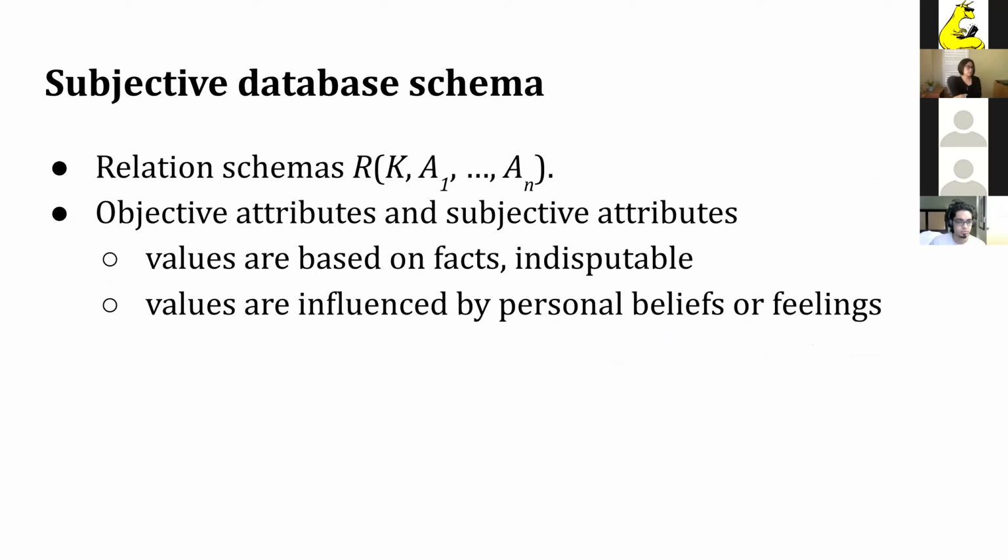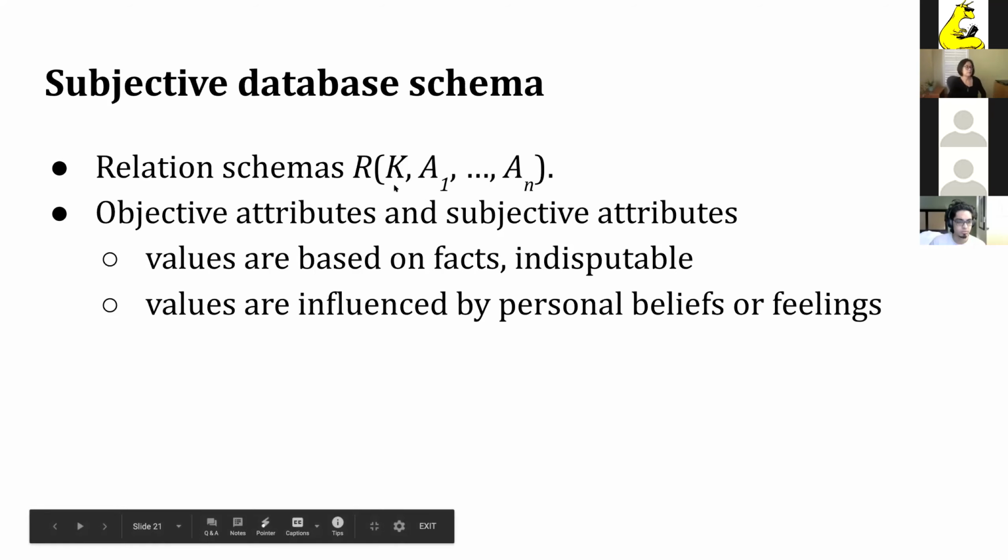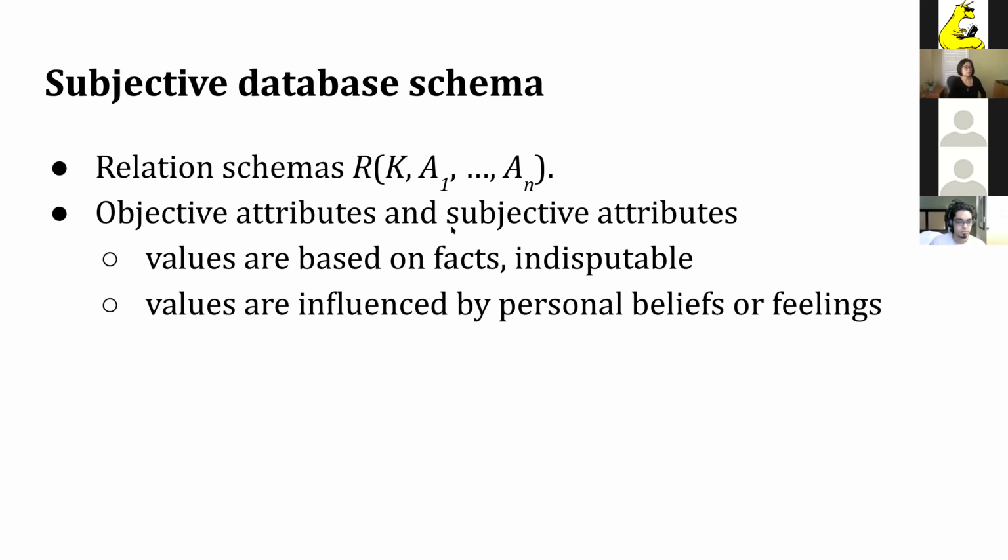So a subjective database schema consists of a bunch of relation schemas of the following form, with a key and a number of attributes. Each of these attributes can either be objective attributes or subjective attributes. Objective attributes are what we already know. These are attributes which contain values that are based on facts and are indisputable, like phone number, address, the name of the person, right? And subjective attributes are attributes whose values are influenced by the person's beliefs or feelings.